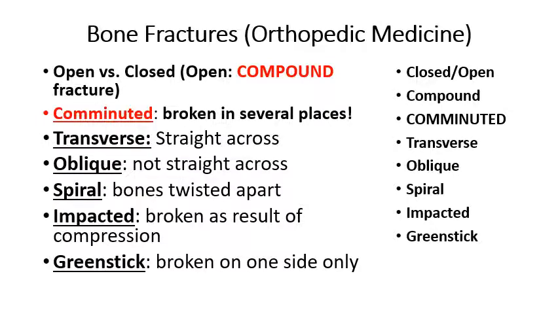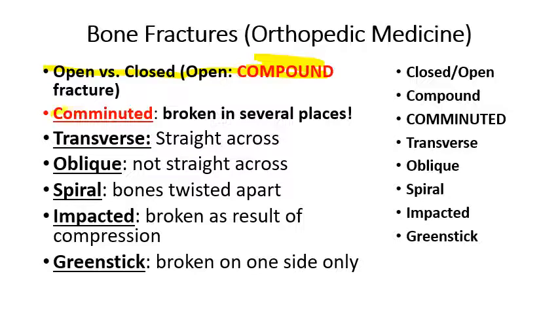Okay, so the difference between an open and a closed reduction, we talked about that, and the difference between a compound and a simple fracture, and a compound and something called a comminuted fracture. Okay, so a bone fracture can be open or closed. If it's open, we call it a compound fracture because the bone broke its way out of the skin.